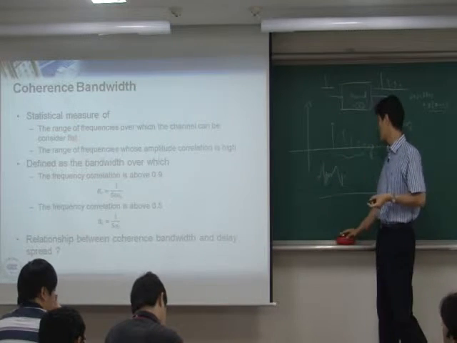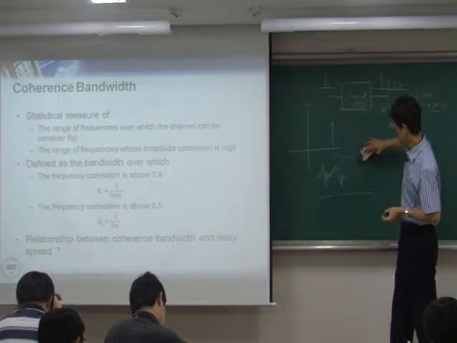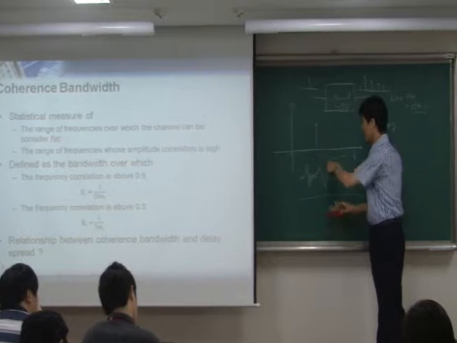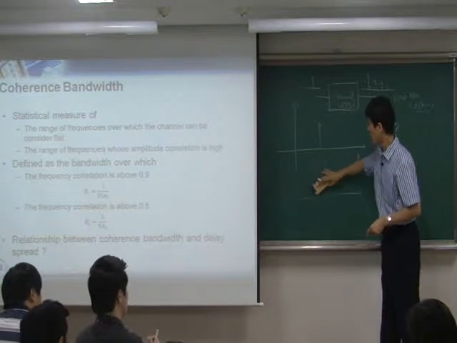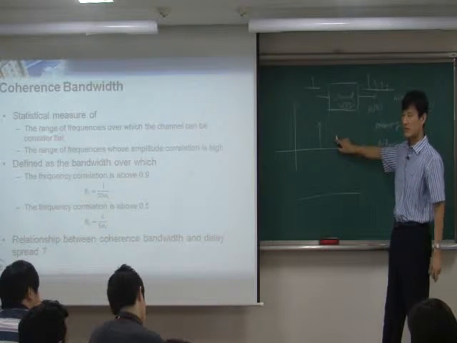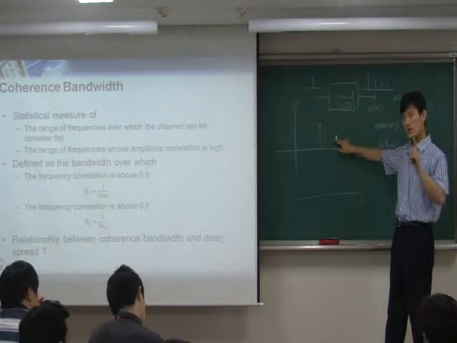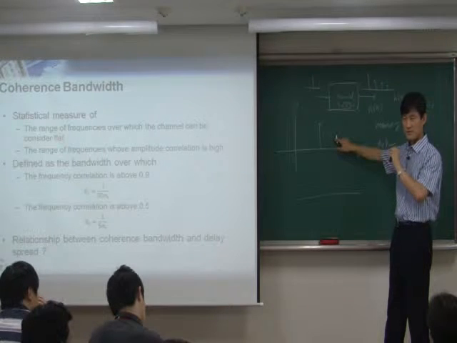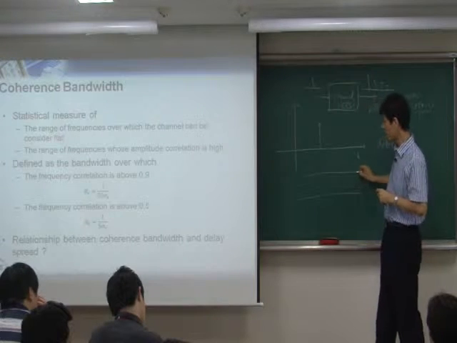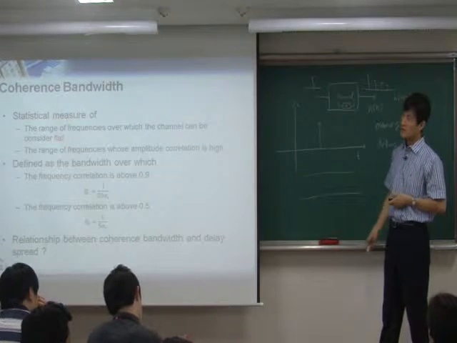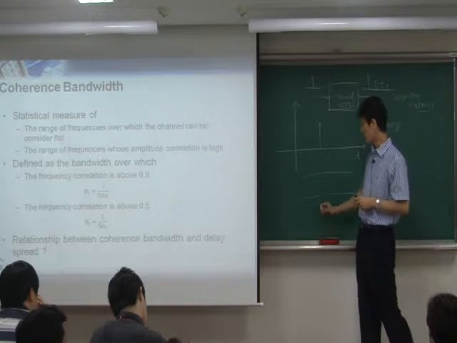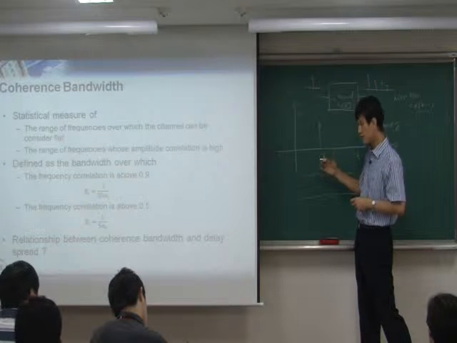In another way, and the other way, in the extreme case, let's go back to the ideal case where you have only one impulse in the impulse response. If you have this kind of impulse response, you transmit an impulse, you receive an impulse. That's perfect. Very, very ideal case. In that case, in frequency domain, you have a flat transfer function. In this case, coherence bandwidth is infinite. Of course, this is very ideal, but this is the extreme case.